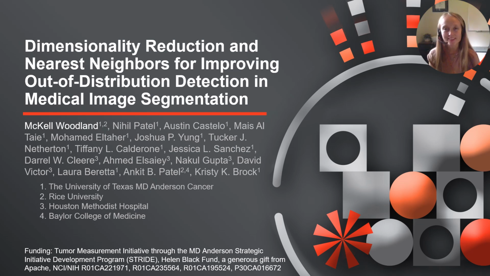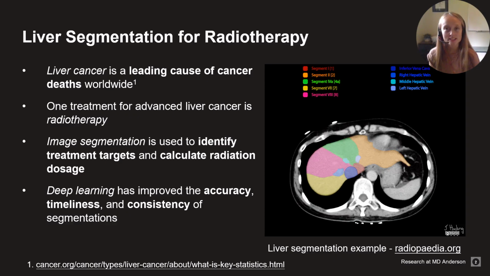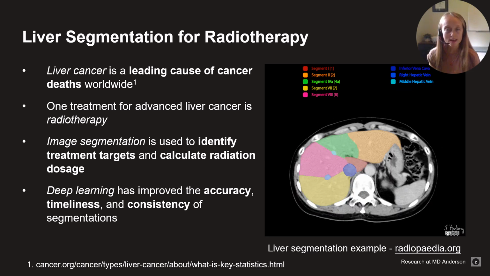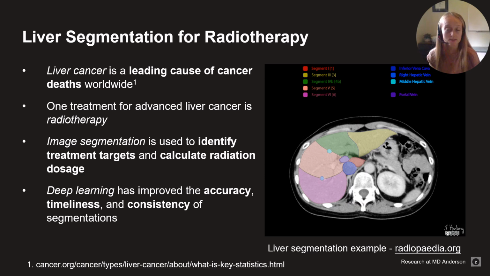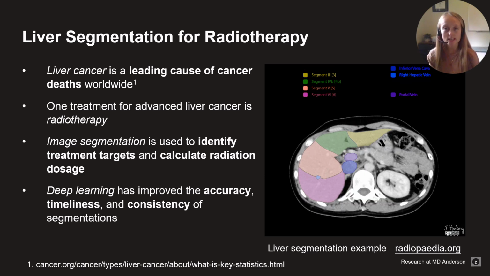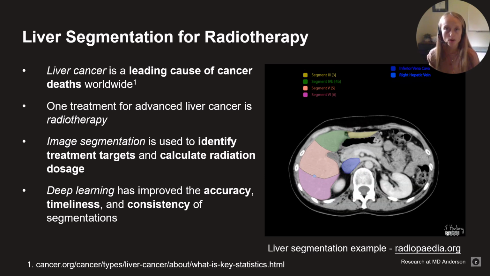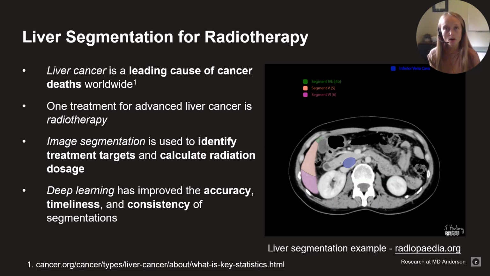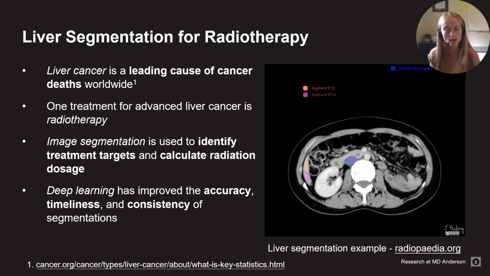Hello, my name is Mikkel, and today I will be presenting my research on feature-based out-of-distribution detection in medical imaging segmentation models. Liver cancer is a leading cause of cancer death worldwide. One way that liver cancer, especially advanced liver cancer, can be treated is through radiotherapy, which relies on the precise delineation of not only the target, but also the surrounding anatomical structures.